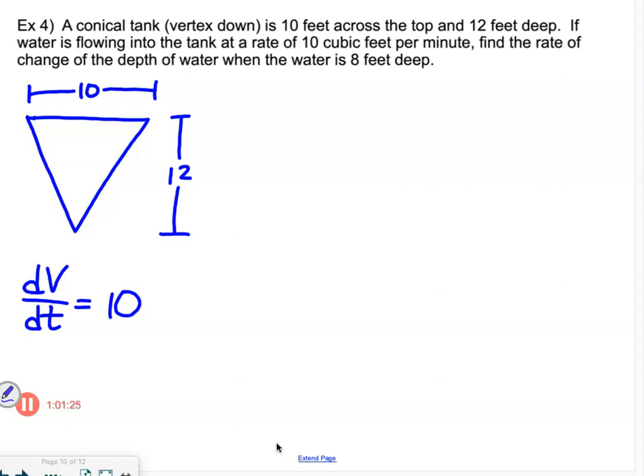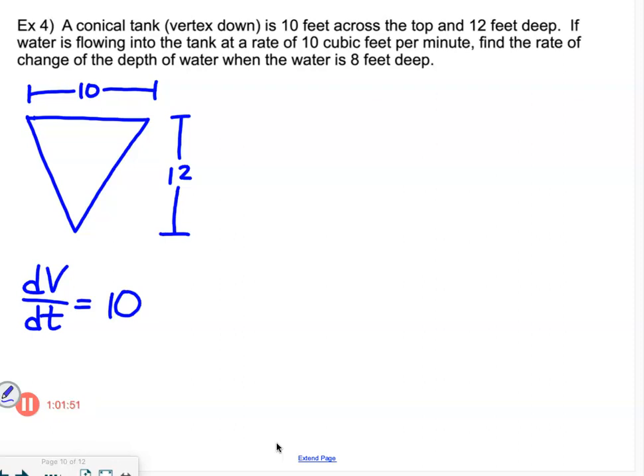Find the rate of change of the depth of the water when the water is 8 feet deep. I do not want to use D for depth. Instead, there's another letter that I want to use. I want to use H. Isham, was that you? Well done. Why did you pick H? Because the formula for volume of a cone has H for height in it.